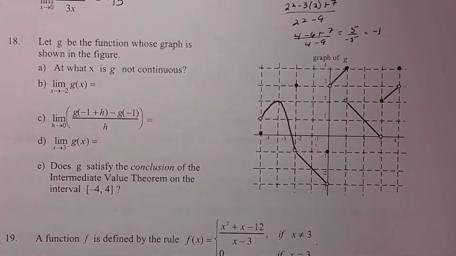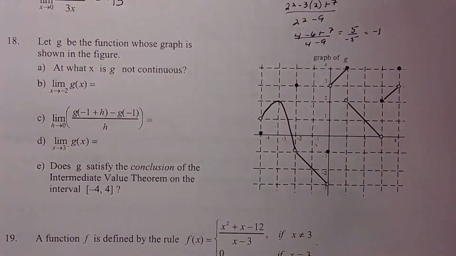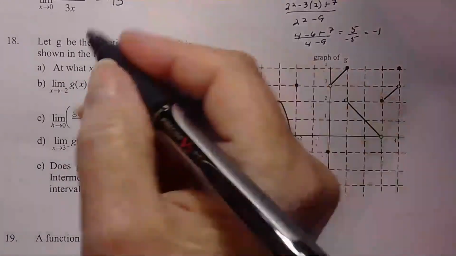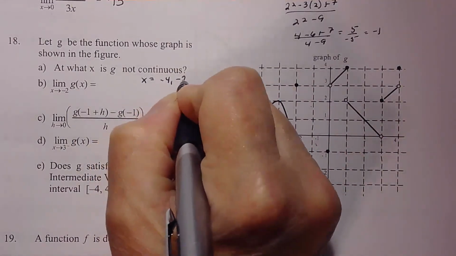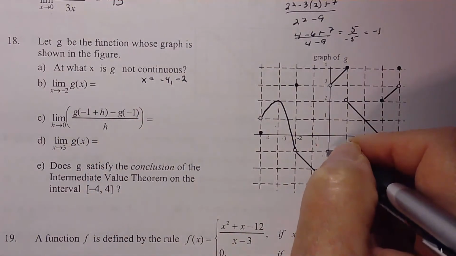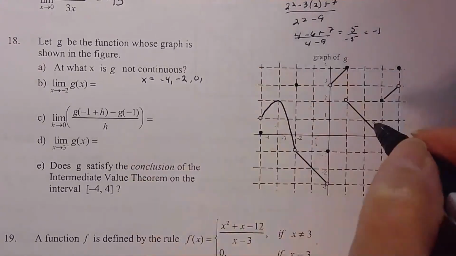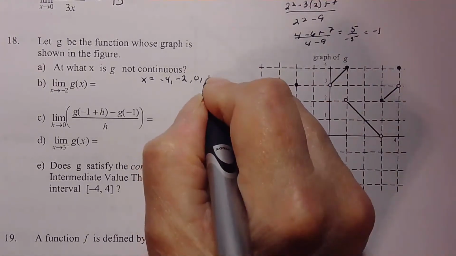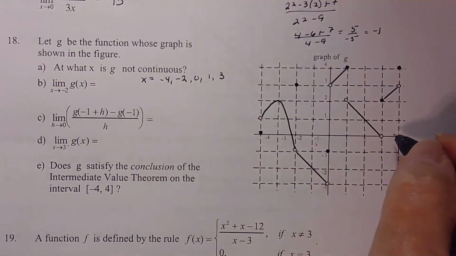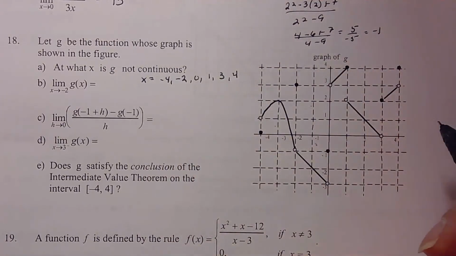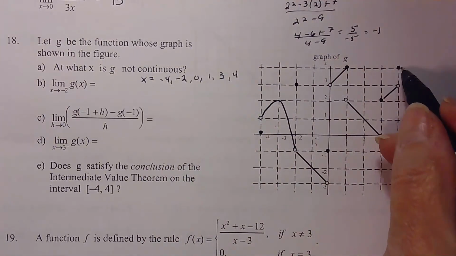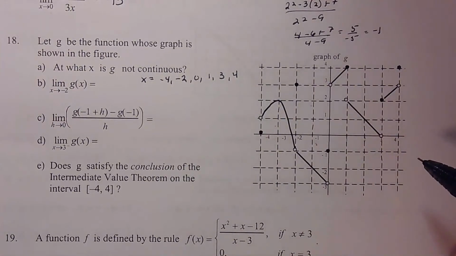In number 18, we've got a very disjoint graph, okay? And so 18 is all about continuity. At what x is g not continuous? Well, they're not asking for a reason. So we'd say -4, -2, 0, 1, and 3. He might have included 4. Yeah, we'd include 4. Okay? Not continuous, because this up here I didn't catch. There's a definition there. All right, done.